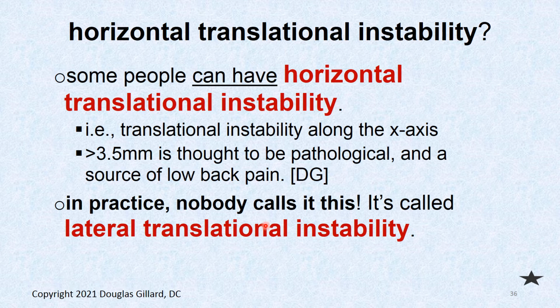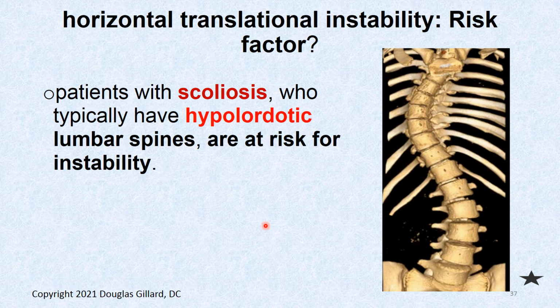In clinical practice, just a note, it's not called horizontal translational instability. They call it lateral translational instability, but that's not really a biomechanics word. That is an AKA though. And yeah, in patients with scoliosis who have hypolordosis, they are at risk for these horizontal translational instabilities.